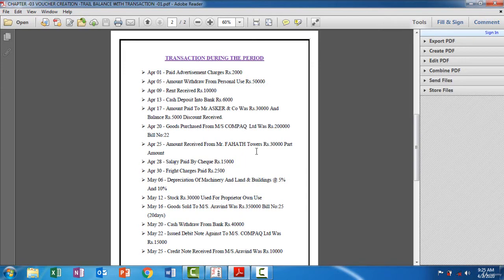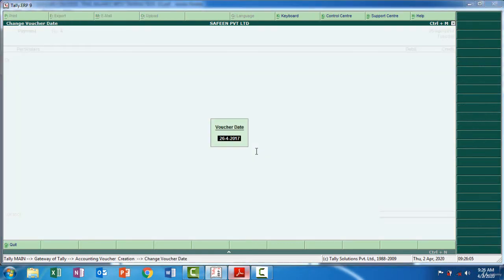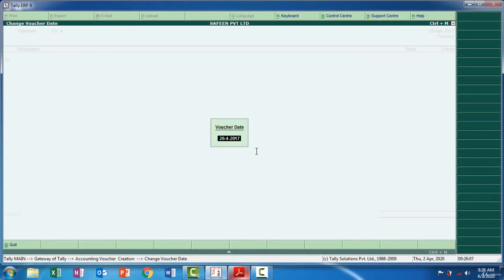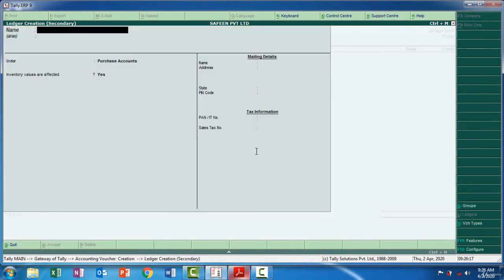So it is the payment voucher. We paid the amount by using check. So the double entry is salary account debit 15,000 and bank account credit 15,000 because we used the check. So now I'm going to enter here the payment voucher. I'm going to choose the date, April 28. The debit is salary account, Alt plus C. There is no salary account.